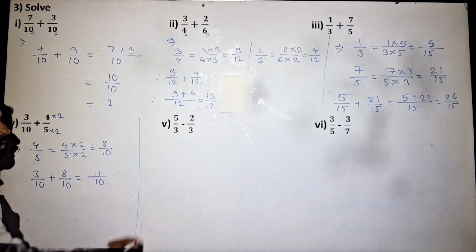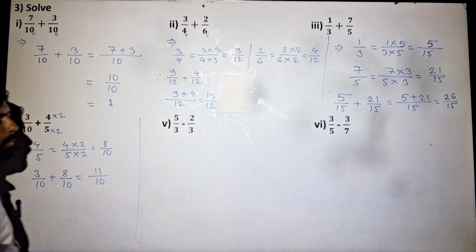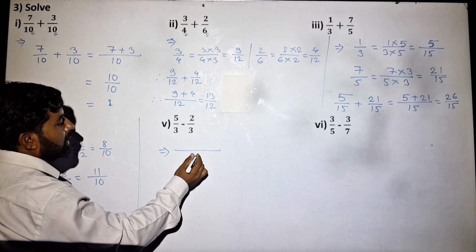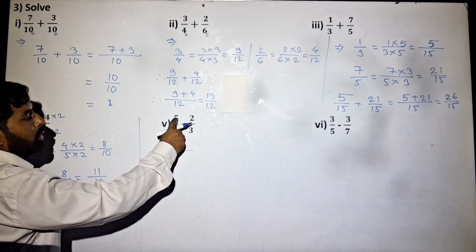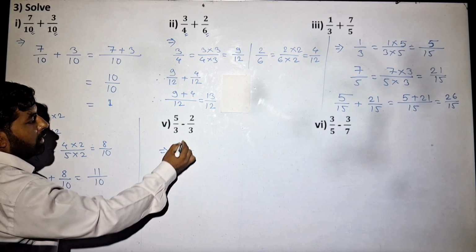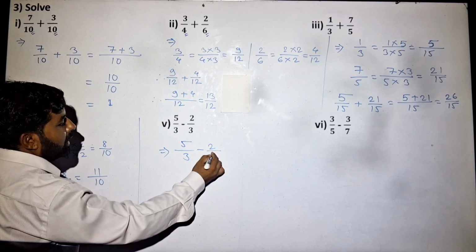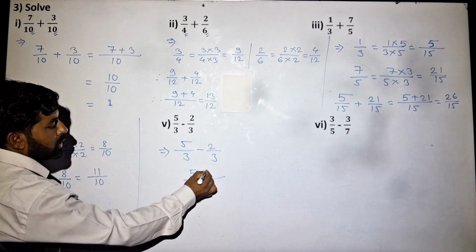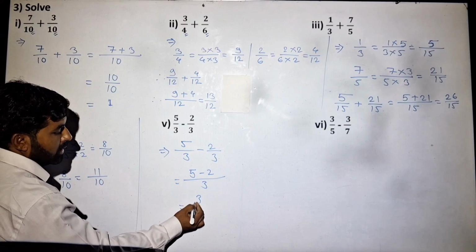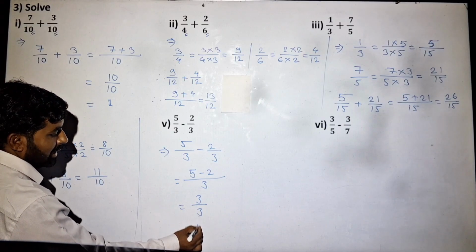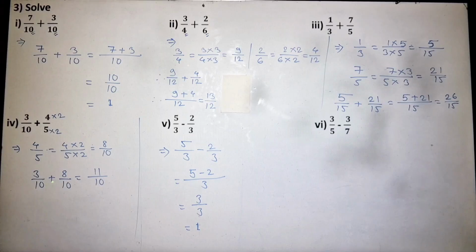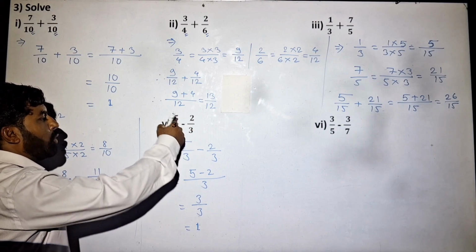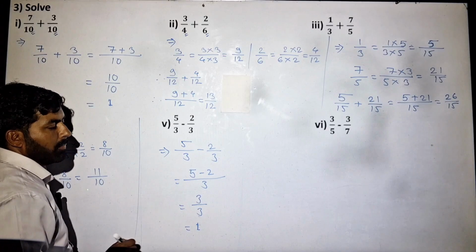Okay. Here we observe 5 by 3 minus 2 by 3. Here the denominator is the same. That means both are like fractions. Therefore, we directly subtract the numerators. Here 5 by 3 minus 2 by 3. Here 3 is a common denominator. 5 minus 2 is 3. 3 by 3, 3 3 get cancelled. Answer is 1. If we subtract 2 by 3 from 5 by 3, then we get answer 1.